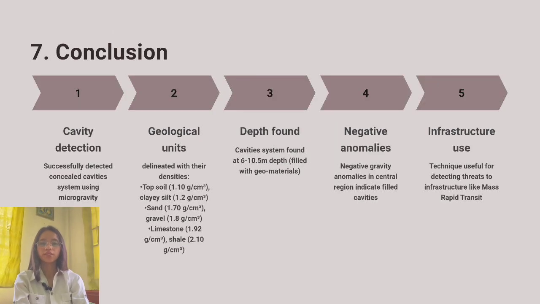For the conclusion of this study, the microgravity method successfully detected concealed cavities at Chansolin. The researchers mapped key geological units and found the main cavity system at 6 to 10.5 meters depth. This technique is valuable for identifying geohazards and supporting safe infrastructure development, especially for major projects like mass rapid transit.